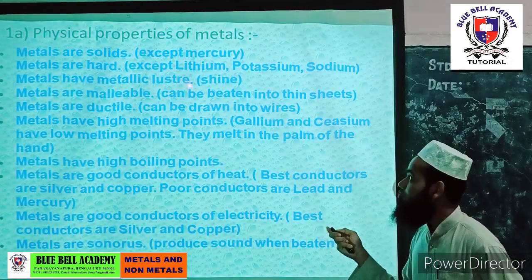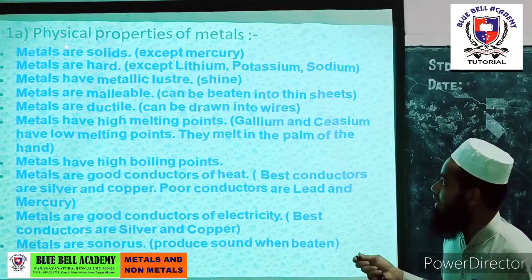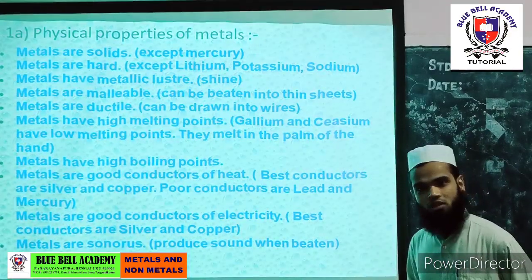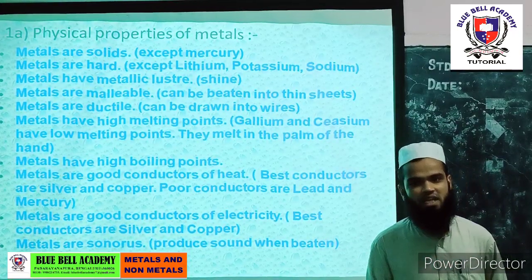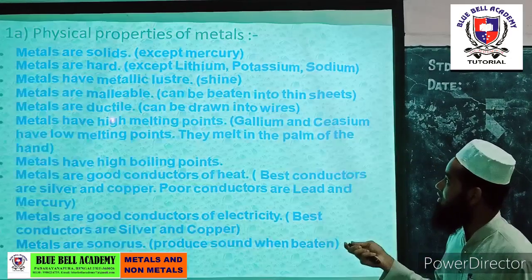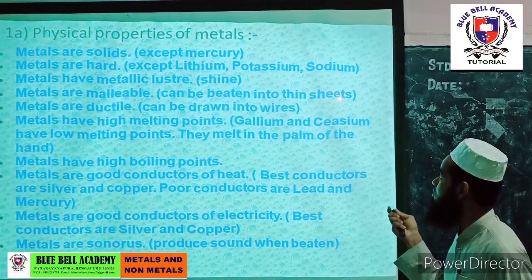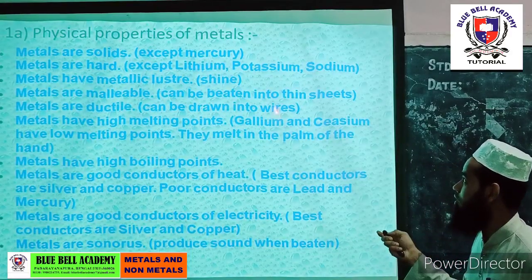Metals have metallic lustre, that is they have the characteristic shining property. And metals are malleable. You are all familiar from the 9th standard also. You have learned the meaning of the words malleability and ductility. Malleability means metals can be beaten into thin sheets, whereas ductility means metals can be drawn into wires.